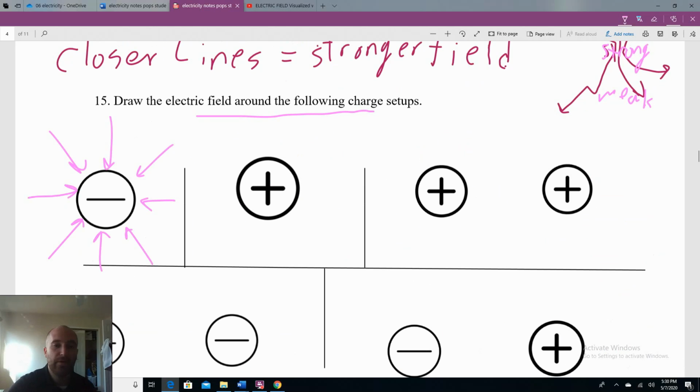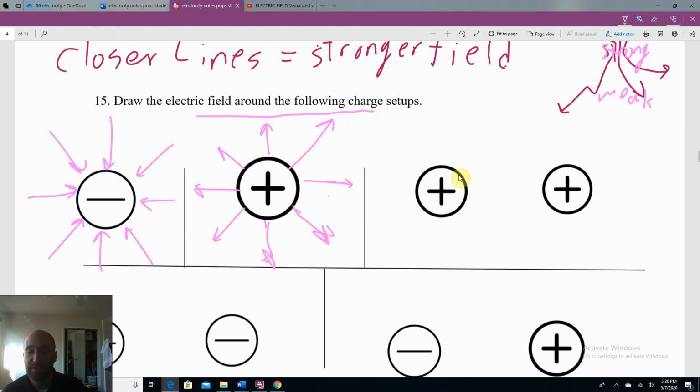We also said they point away from positive, so probably something like this. There we go. Ideally it should be symmetrical. I've got all these dead spots on my computer screen, so a lot of these lines got cut out. These lines should be straight, and they should have arrows pointing away from this positive charge.